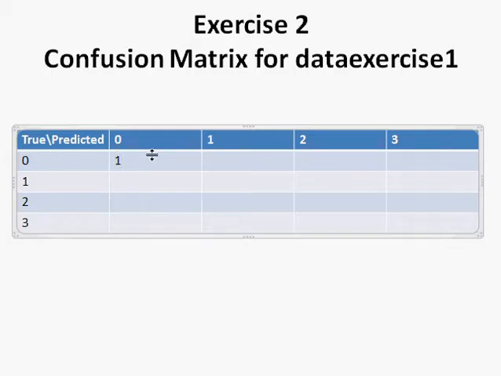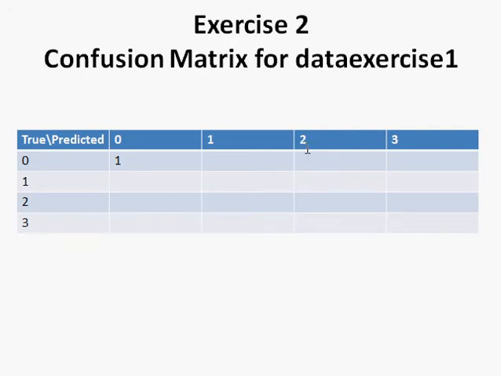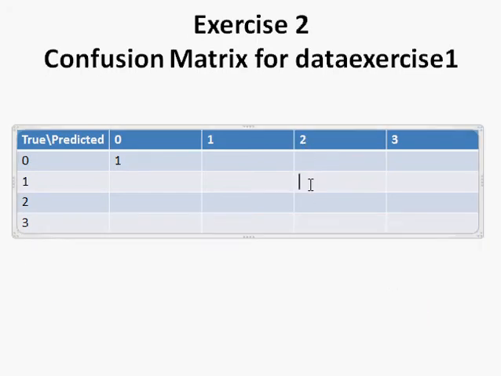Let's go back to the data. In this second case, we predicted a 2 and it was a 1. So on the table, we're going to come to predicted 2, but it was really a 1. So that's over here.